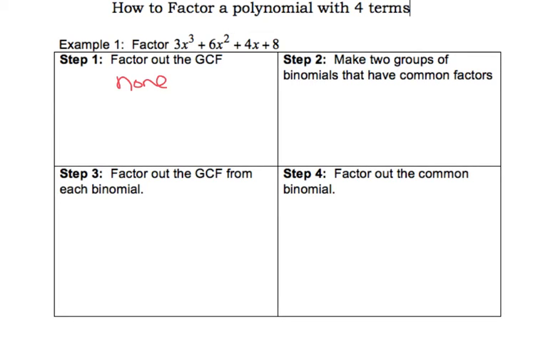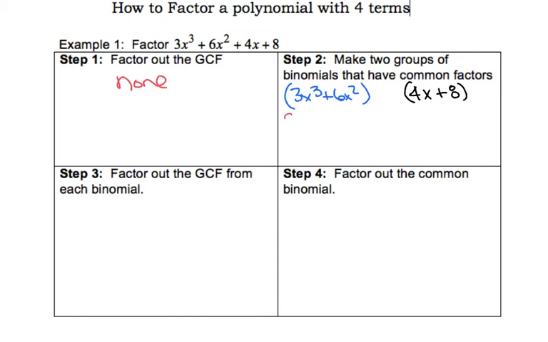Step 2 is to make 2 groups of binomials that have common factors. I'm going to take 3x cubed plus 6x squared and group those together because they have things in common. Then I'm going to group 4x plus 8 because I know they have a number value in common. Now that we've made our 2 groups that have common factors, we're going to factor out the GCF for each one.